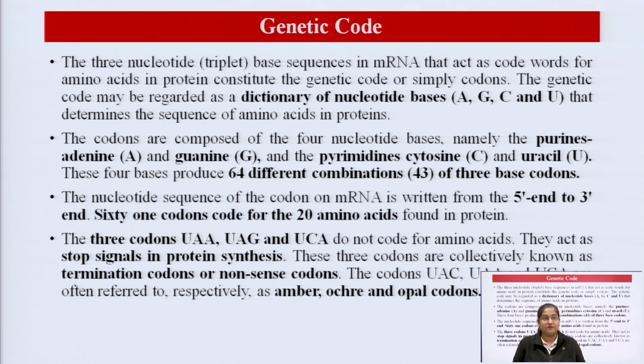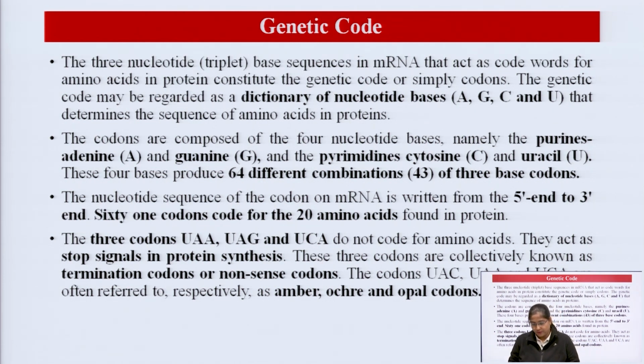61 codons out of 64 codons code for 20 amino acids, and the 3 codons, that is UAA, UAG and UGA, do not code for amino acids. They act as a stop signal in protein synthesis. These 3 codons are collectively known as termination codons or nonsense codons.